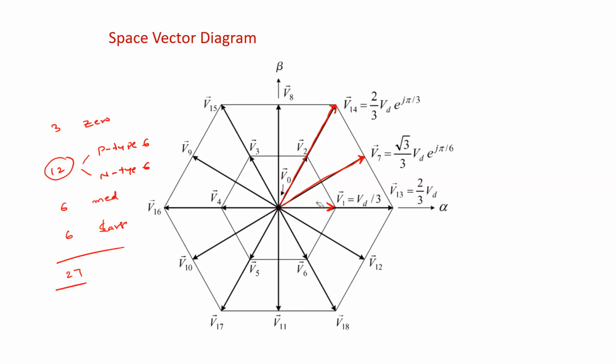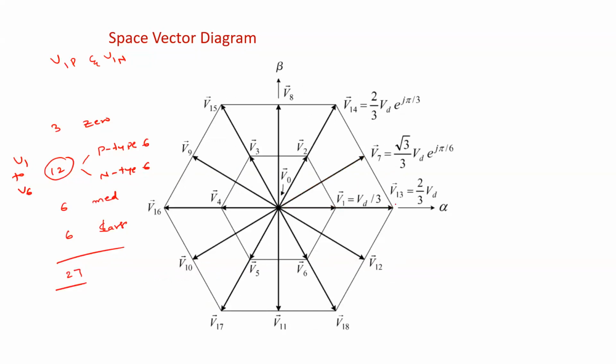Small vectors are denoted with V1 to V6. Again, V1P and V1N are there, the P type small vector and the N type small vector. Understood? These are the small vectors in the space vector diagram. And these are the medium vectors, which have a 30 degrees phase shift. The large vectors and small vectors are both at the same angle.